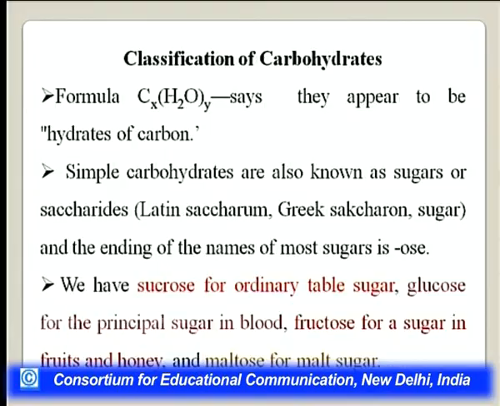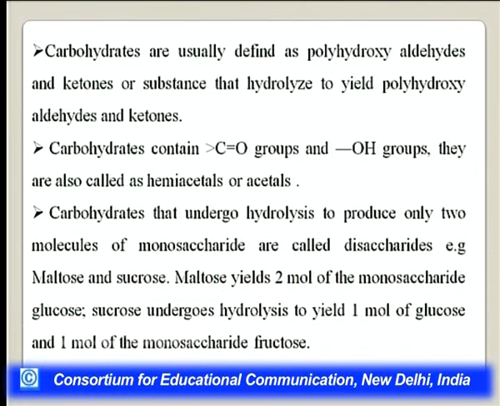In today's lecture, let us first recall what carbohydrates were. We discussed in the last lecture that initially we said these are the hydrates of carbon, and you can write CxH2Oy. Simple carbohydrates are also known as sugars or saccharides. We have sucrose for ordinary table sugar, glucose for the principal sugar in blood, and fructose. These are examples of carbohydrates we discussed in the last lecture.